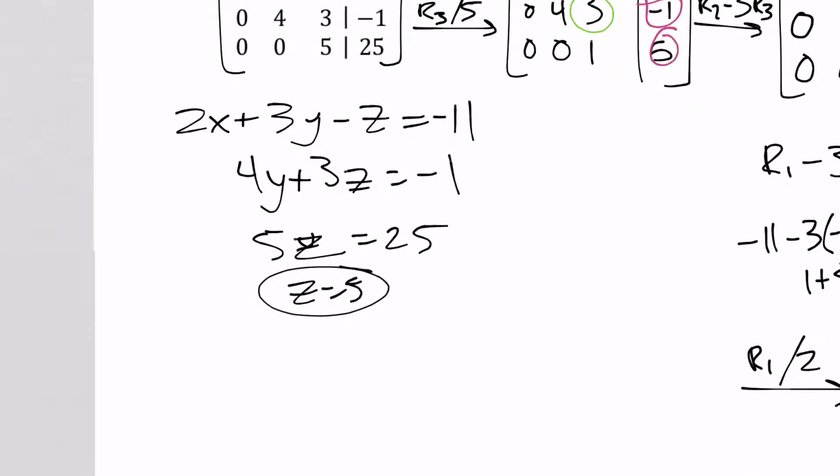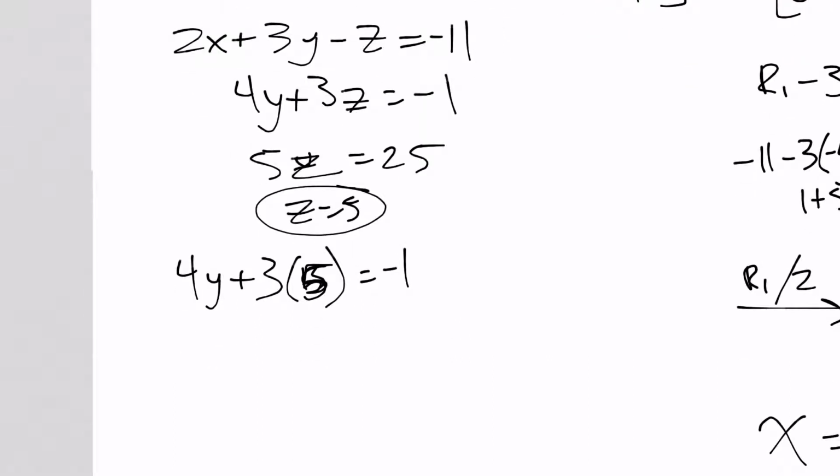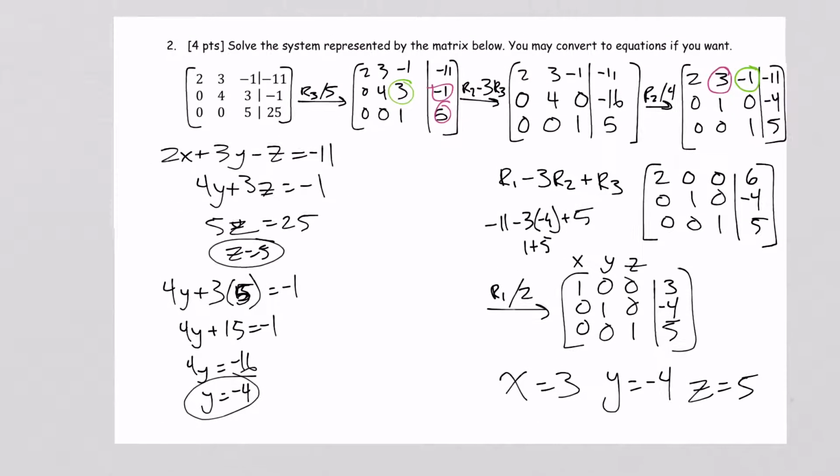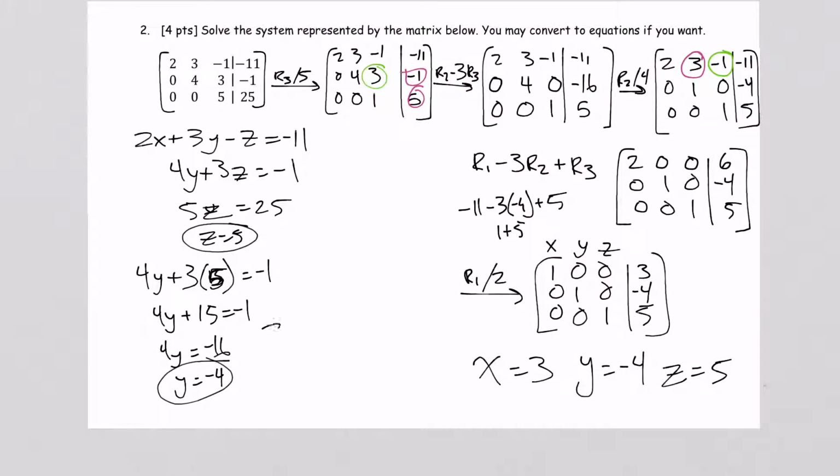Then I could use that middle equation, 4y plus 3z, where z is 5, equals negative 1. So 4y plus 15 equals negative 1. So 4y equals negative 16, and so y equals negative 4. And then I could plug both y and z back into the first equation. So 2x, which I don't know, plus 3y, 3 times negative 4, minus z, which is 5, equals negative 11.